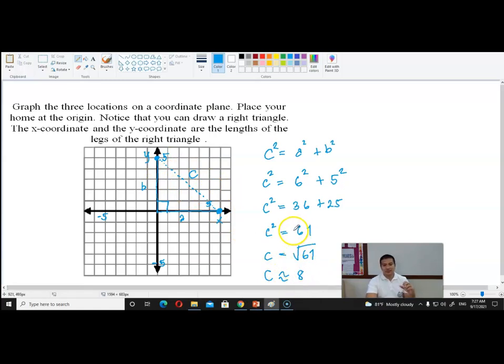So when you're going to solve for the Pythagorean, or you're going to solve for the right triangle, always remember that the c, or the hypotenuse, is the longest side, longer than the two legs.